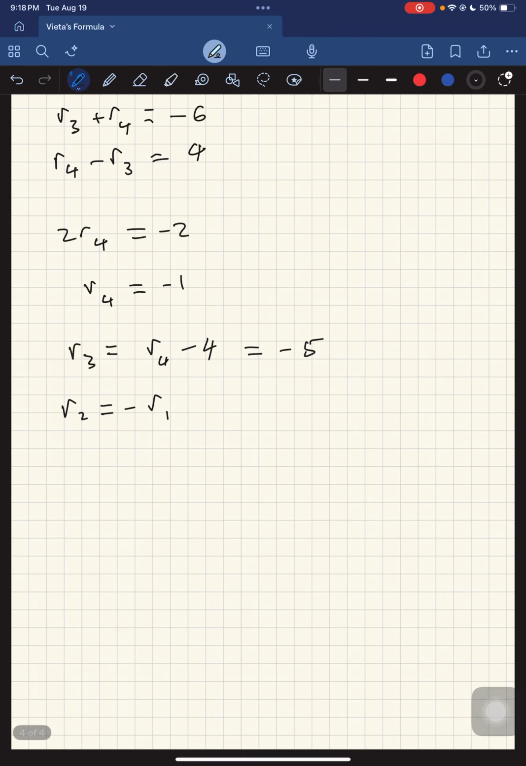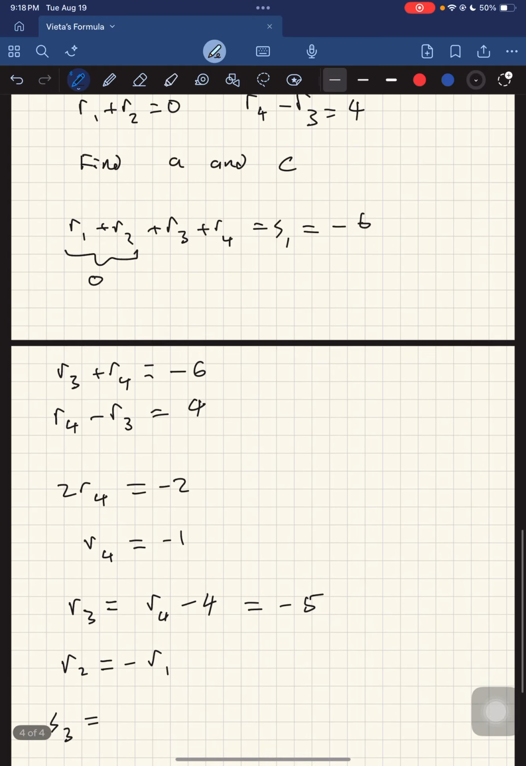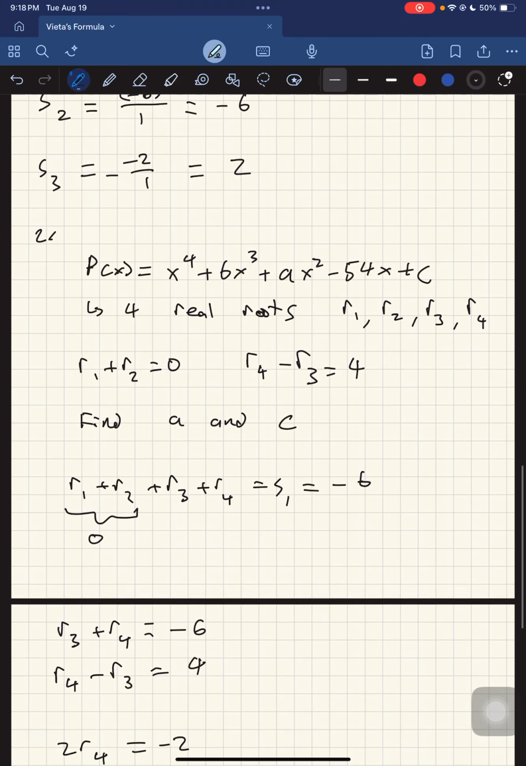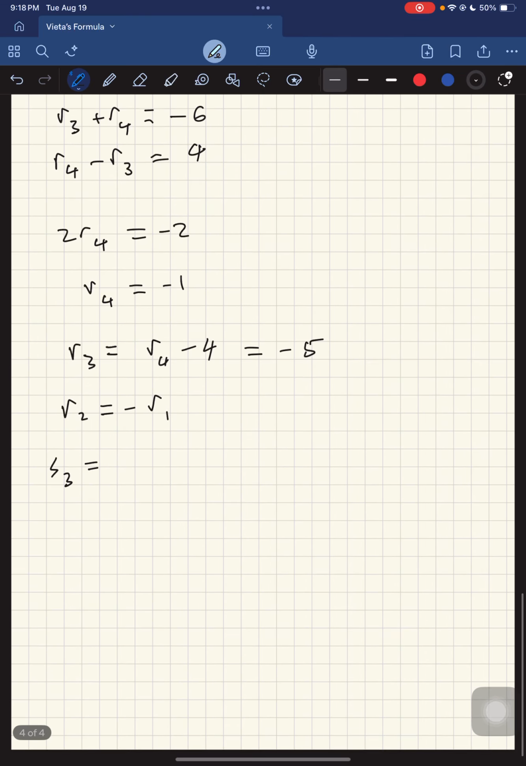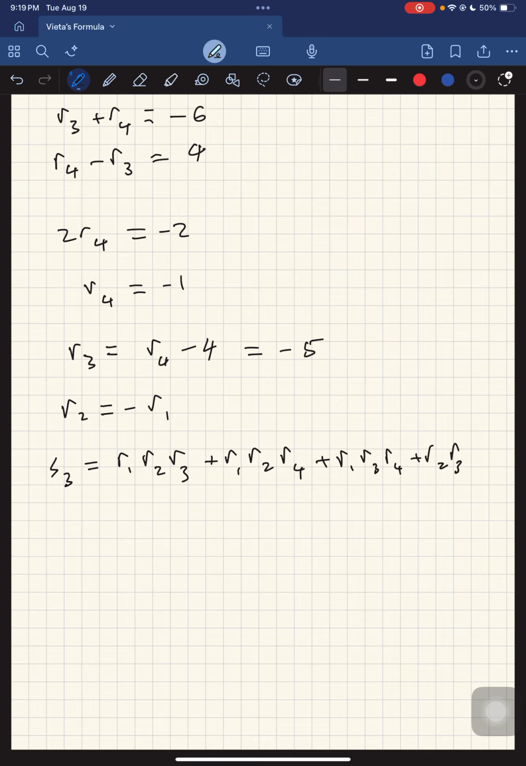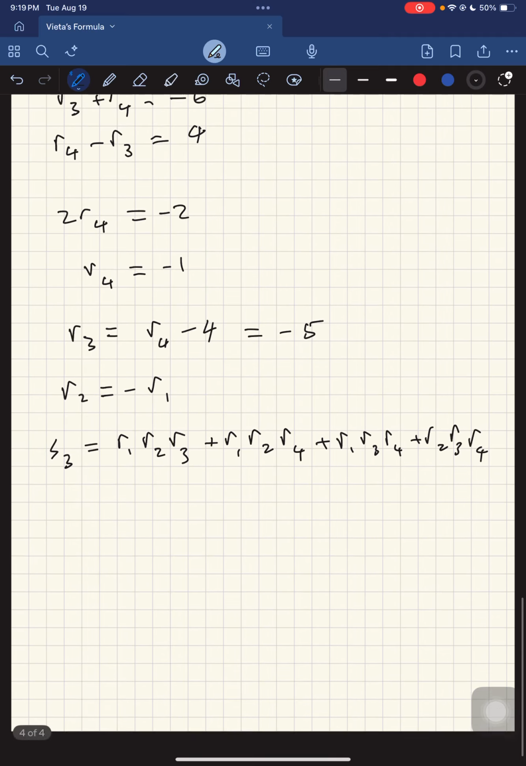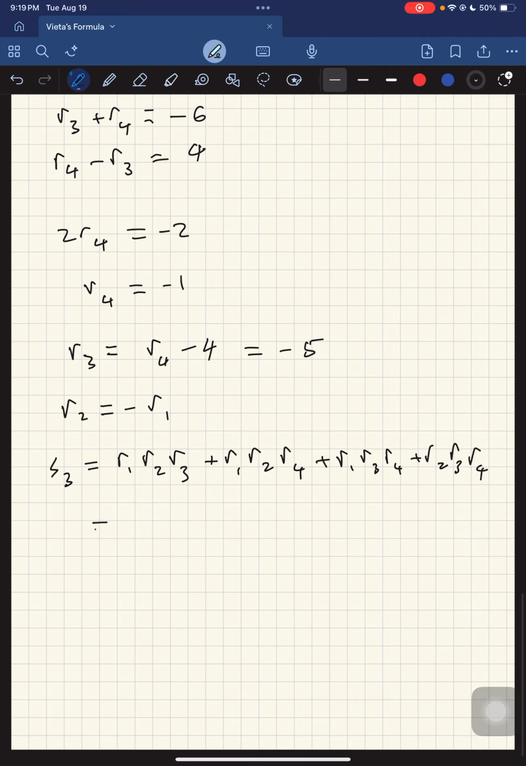Now what we can do is put this whole thing into S3. So what is S3? S3 is going to be equal to negative 54 over 1, and we're going to multiply this whole thing by negative 1 because it's S3 and 3 is odd. So that means S3 is going to be equal to R1R2R3 + R1R2R4 + R1R3R4 + R2R3R4. These are all possible triplet products. And this is going to be equal to 54.